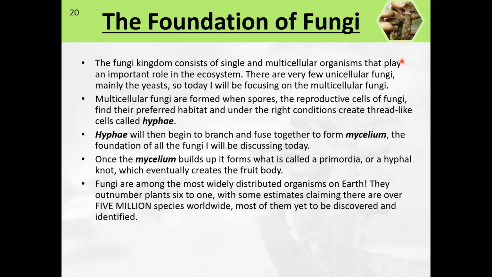Multicellular fungi are formed when spores, the reproductive cells of fungi, find their preferred habitat, and under the right conditions, create thread-like cells called hyphae. Hyphae then will begin to branch and fuse together to form mycelium, the foundation of all the fungi I'll be discussing today. So once the mycelium builds up, it forms what's called a primordia, and it's kind of like a little blob. And that little blob kind of turns into the fruit body you see when you find a mushroom. So that's the initial stages of a mushroom.